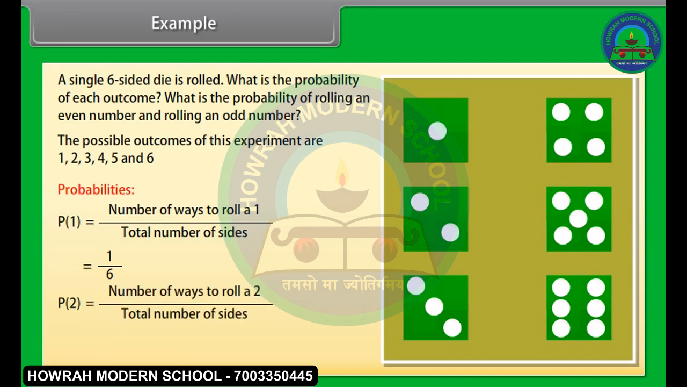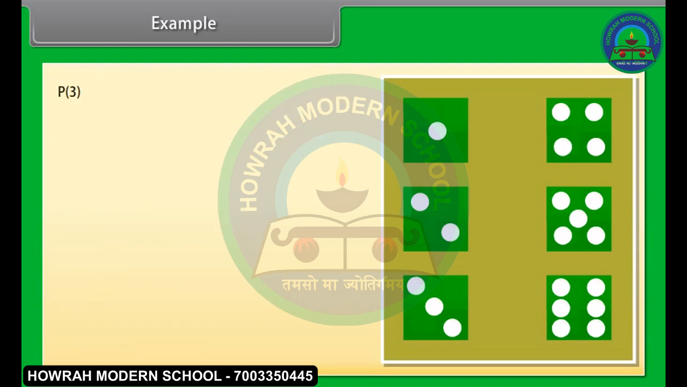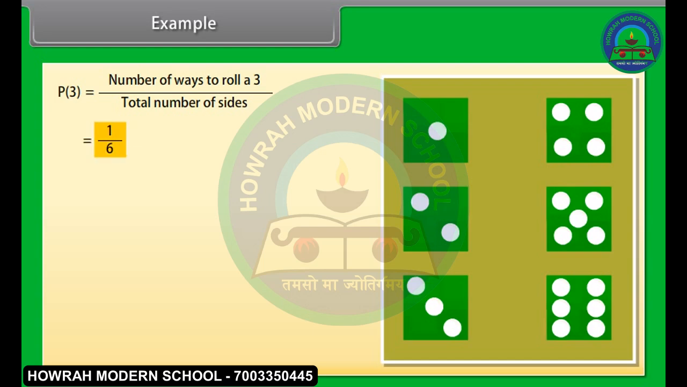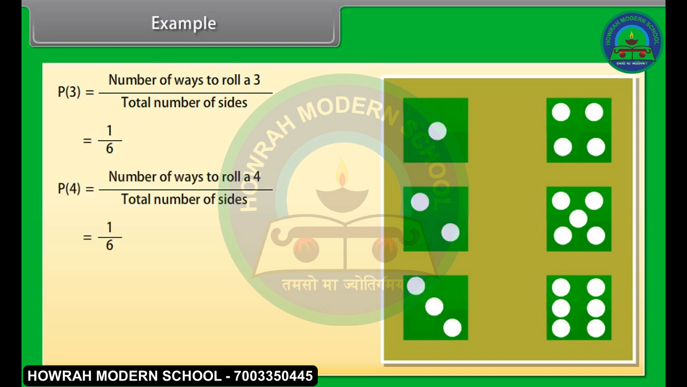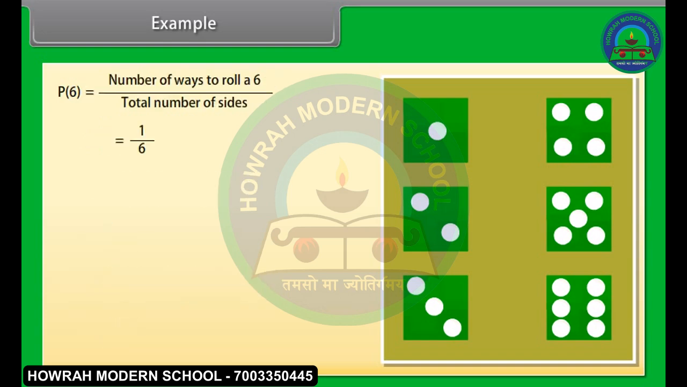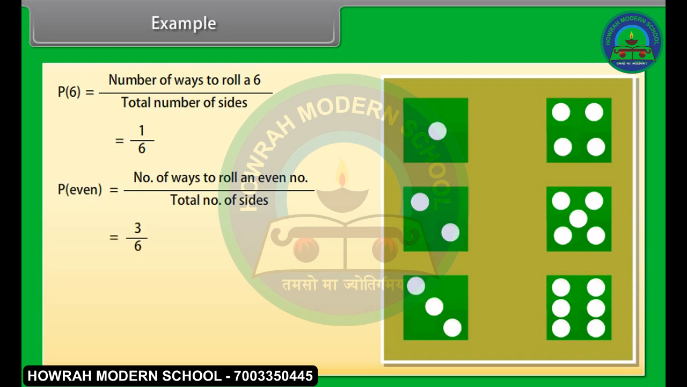Probability of 2 is number of ways to roll a 2 by total number of sides, which is equal to 1 by 6. Similarly, the probability of 3 is number of ways to roll a 3 by total number of sides, which is equal to 1 by 6. In the same way, we will find the probabilities of 4, 5, and 6. Now we can see that the ways to roll an even number is 3. We can find the probability as P(even) is equal to number of ways to roll an even number upon total number of sides, which is equal to 3 upon 6, which is 1 upon 2.